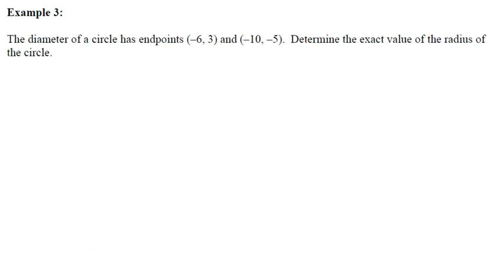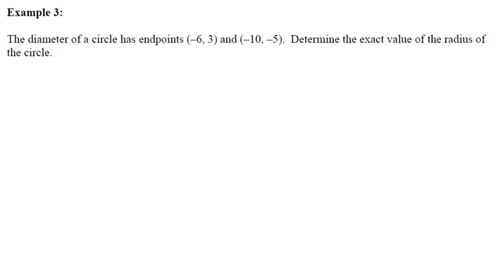The diameter of a circle has endpoints -6, 3, and 10, -5. Determine the exact value of the radius. Okay, so what do we have to do here? What's the plan? Find out the diameter, divide by 2. How do I find the diameter?